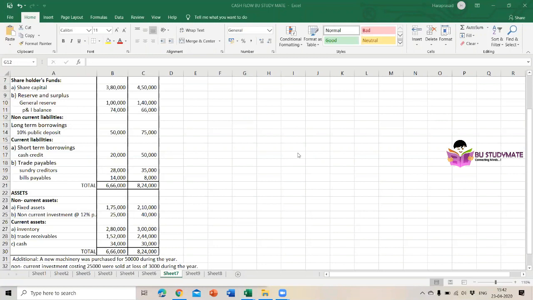Okay, in this question, two ledger entries we have to make, because in the adjustment they are given: new machinery was purchased for 50,000 during the year. So we have to make an entry of this, and then non-current investment costing 25,000 were sold at a loss of 3,000 during the year. So we have to make a ledger entry for these two adjustments.